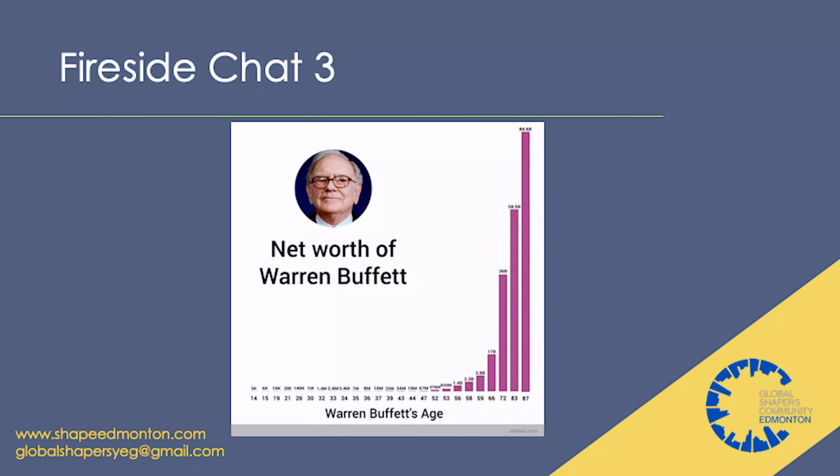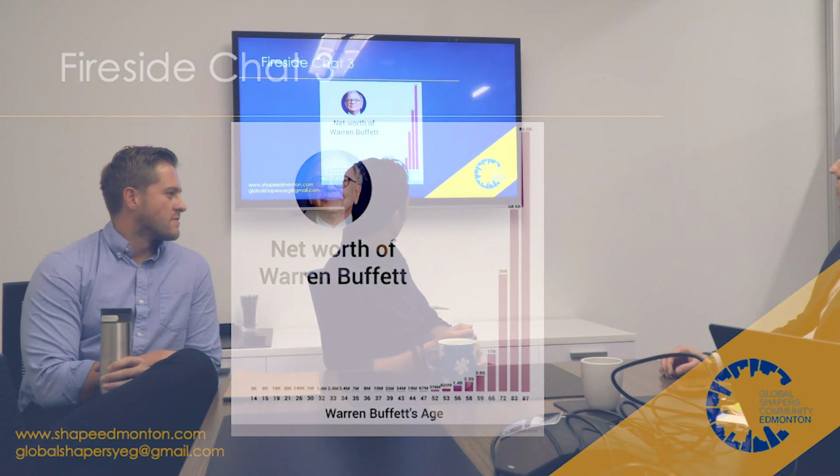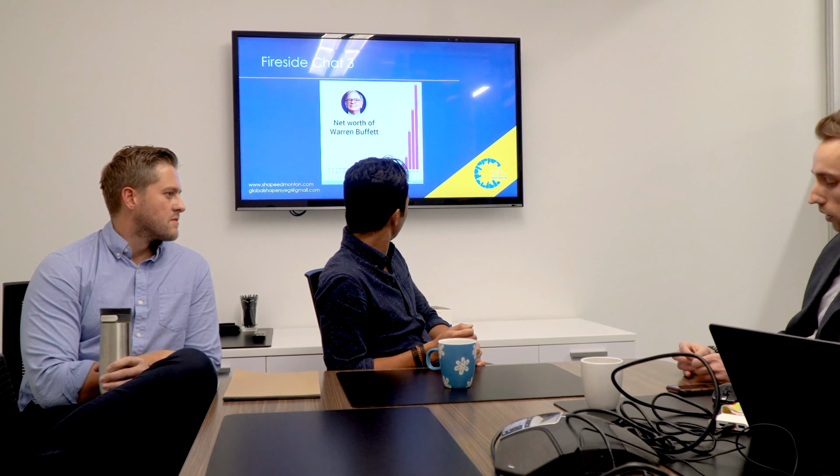So this graph shows the net worth of Warren Buffett since he was 14 years old, all the way up until essentially his current age. And I think the results of this chart are unbelievable. I guess maybe it should be plotted on a log scale to make it better, but this is unbelievable. So I want to bring up the rule of 72.